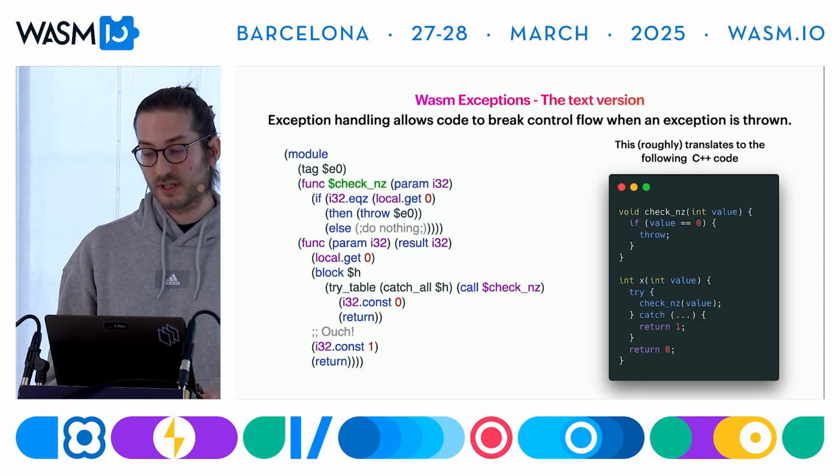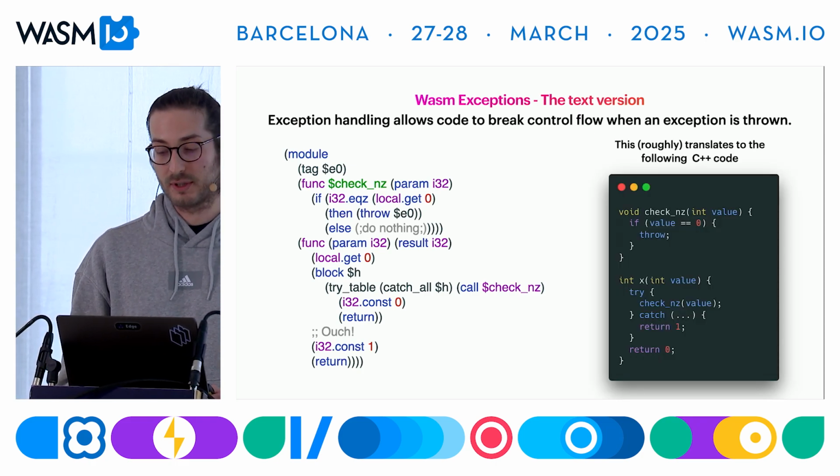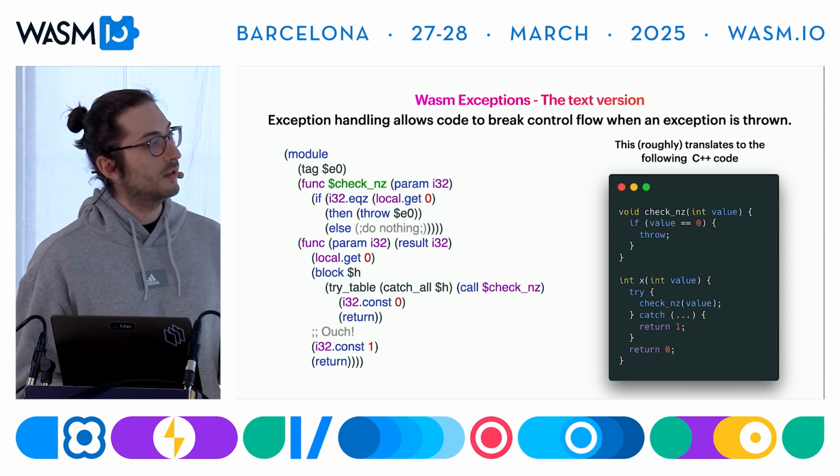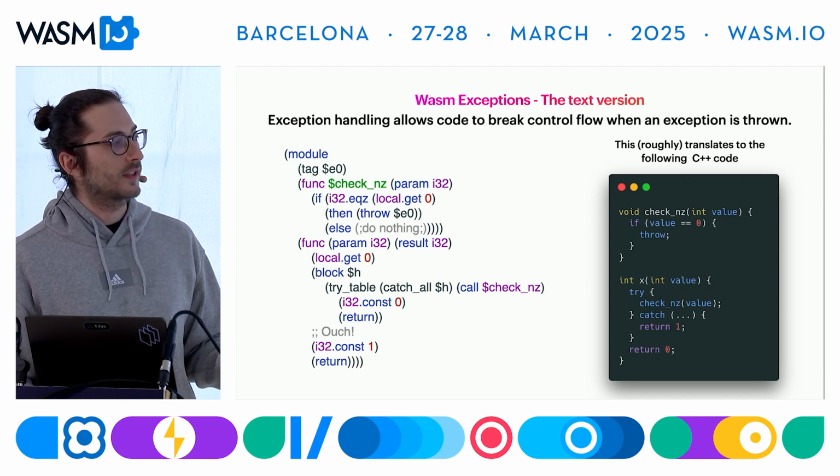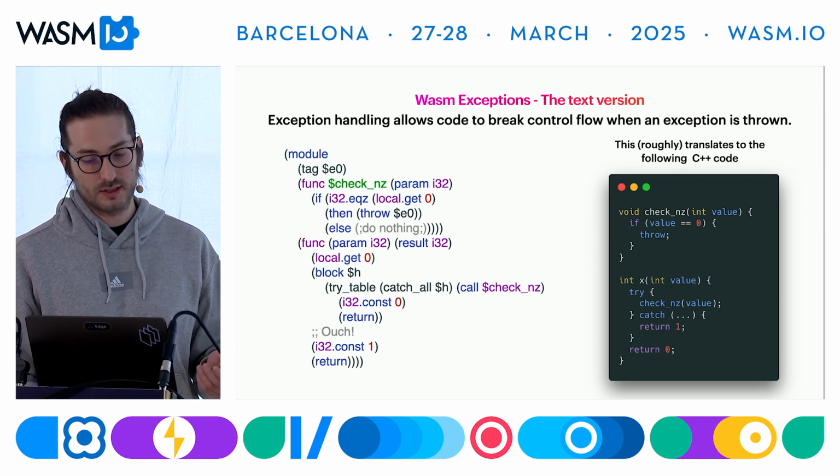And this pretty much translates roughly to this C++ code. You call this function, if the value is 0, you throw the exception, you catch the exception, return 1. If no exception was caught, you return 0, and this is pretty much it.